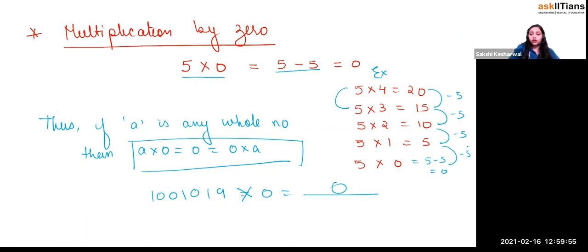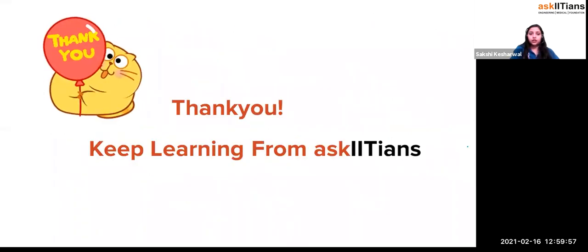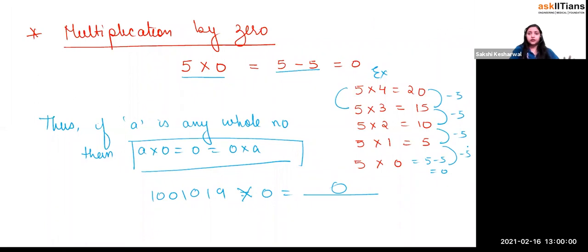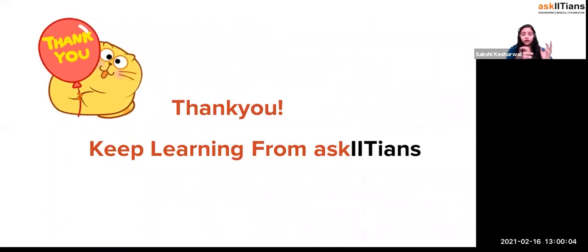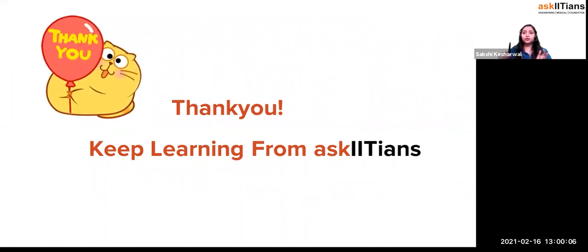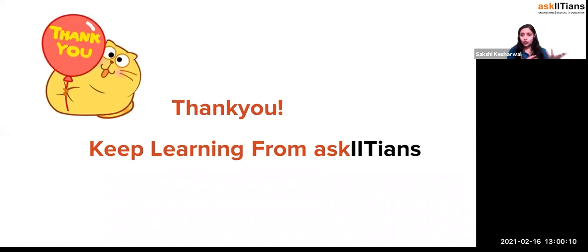Okay, so we have understood multiplication, additive identity, multiplicative identity, and properties: closure property, commutative property, associative property, and distributive property. We have done these. So we'll be doing the questions. See here, I have taught you the concept. In the next lecture, we'll be doing more questions on it.